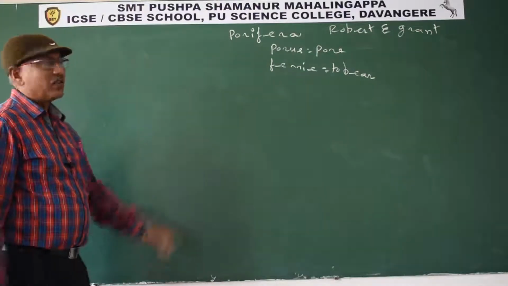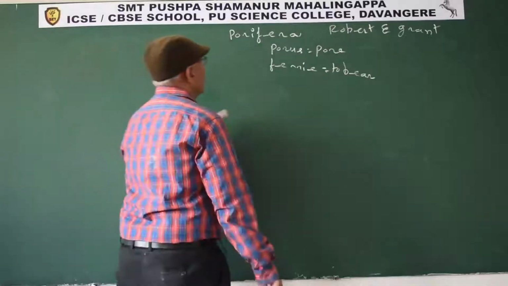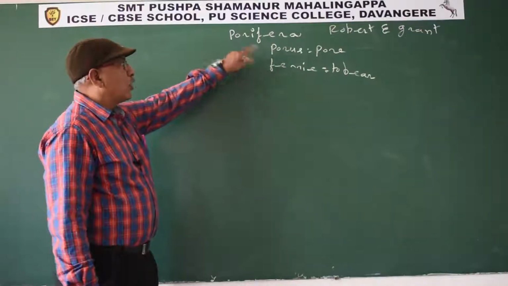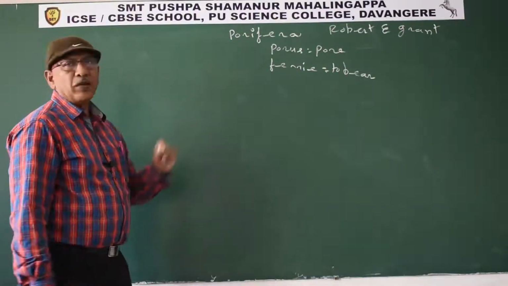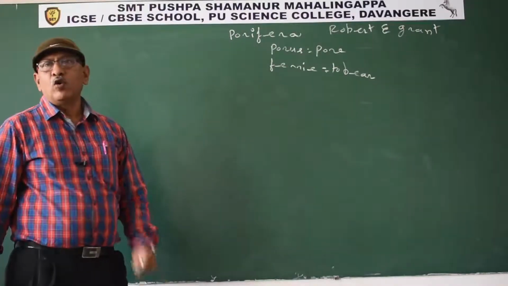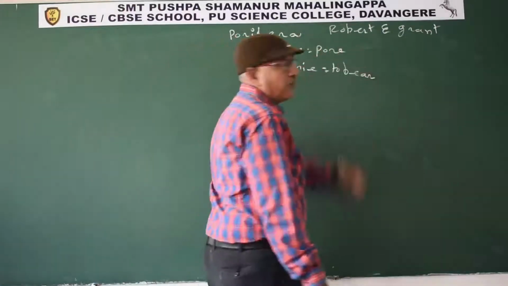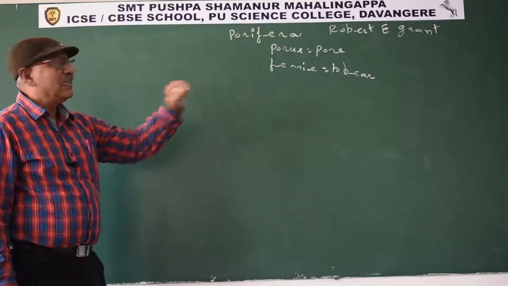Now we discuss general characters of phylum Porifera. The term Porifera is derived from two Greek words. Porous means pore, ferre means to bear, meaning pore-bearing animals. On the surface of the body, several openings are present. The term Porifera was coined by scientist Robert E. Grant.